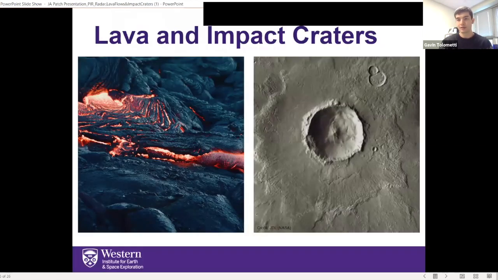This gives you an idea of what they look like. Lava, as you've probably seen from different clips when Hawaiian volcanoes erupt. And craters, you can see them covering the surface of our own moon. So they're really good examples. Actually, the one on the right is a crater from Mars.